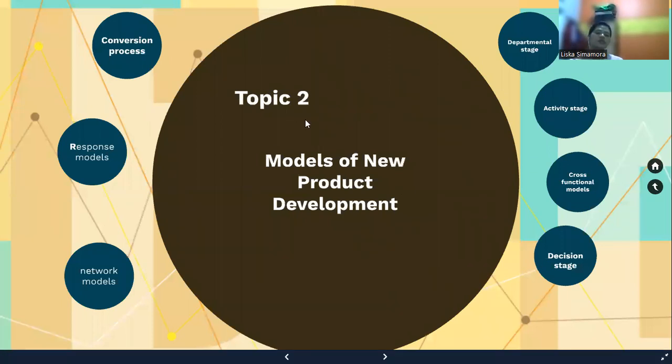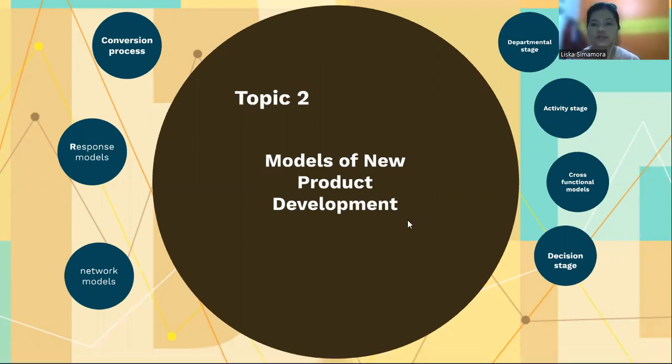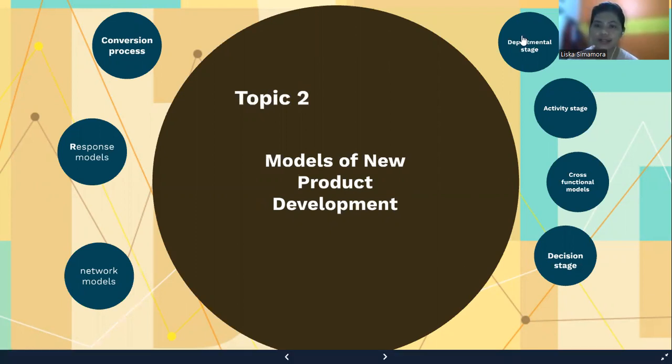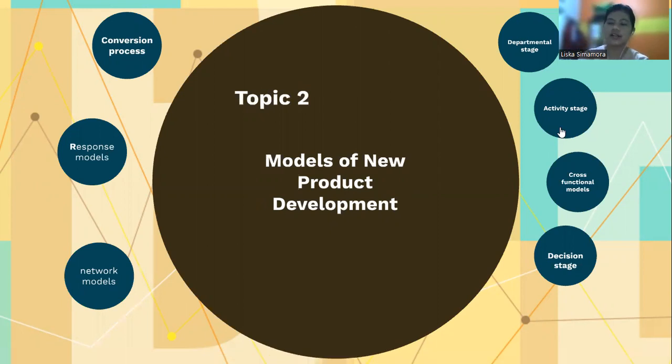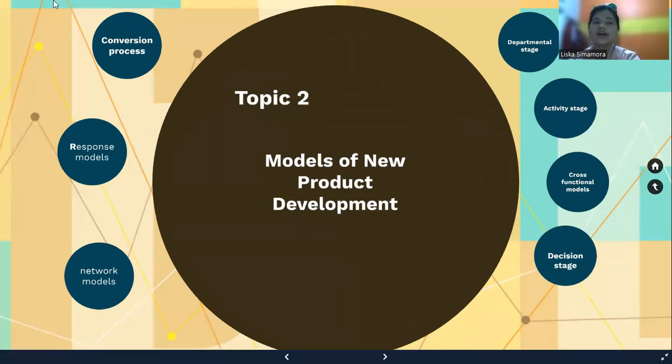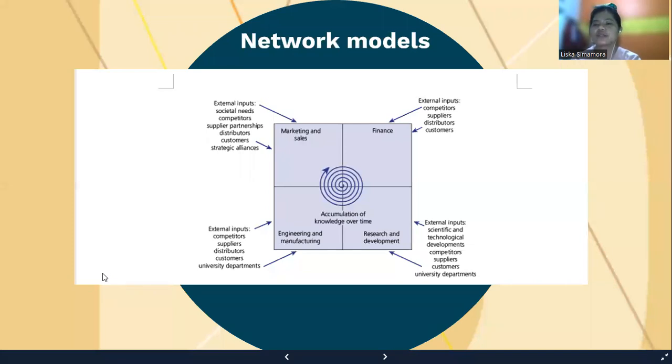Okay, so in topic 2, we have learned about models of new product development. So start from the departmental stage, and then activity stage, and then cross-functional models, and then decision stage, and conversion process, response models, and this one is the network models. Okay, so this is a summary of the journey of the new product to be launched.